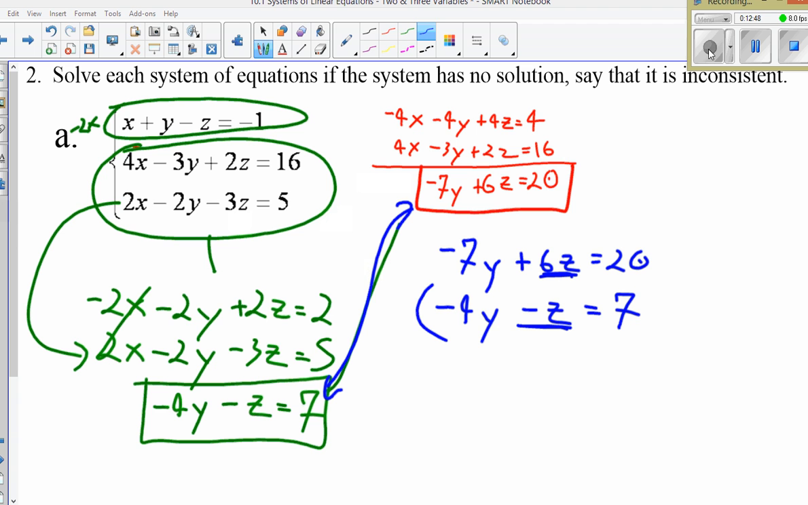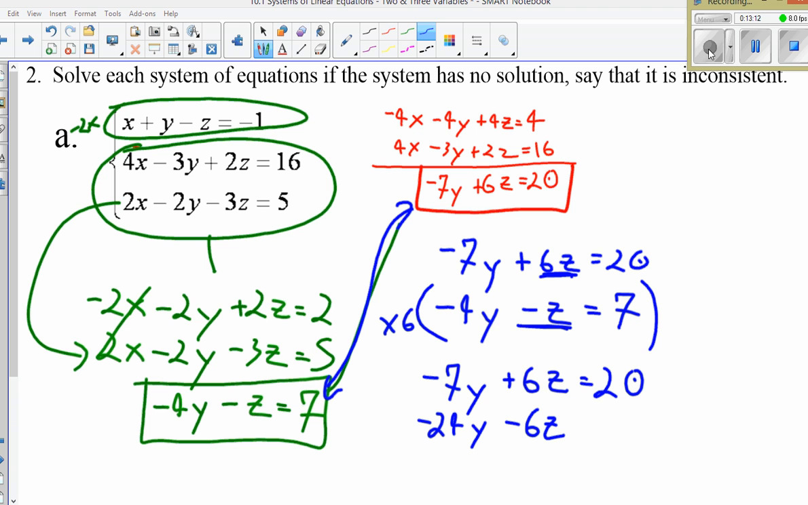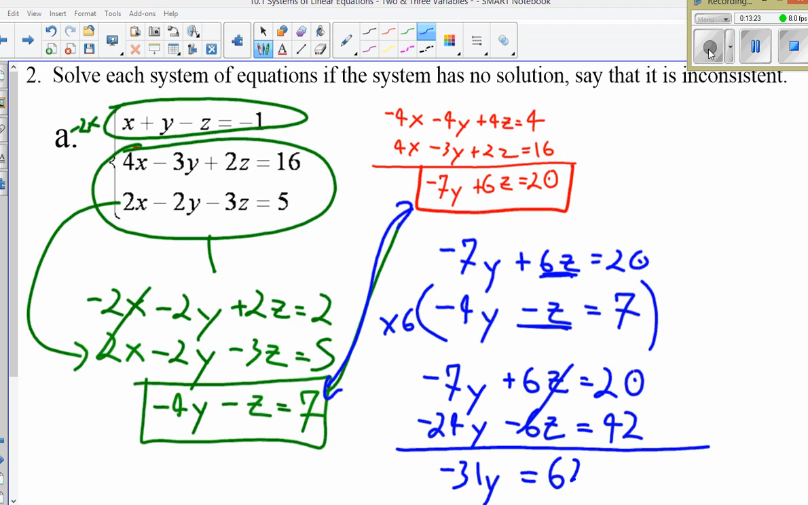So multiply this one by 6, so I get that desired -6z here to eliminate from the top one. So when I do this, I have the top equation, -7y plus 6z equals 20, and the bottom equation times 6, so -24y minus 6z equals 42. This should eliminate, and I get -31y is equal to 62. Now I can just divide this by -31, and I get y is equal to -2.